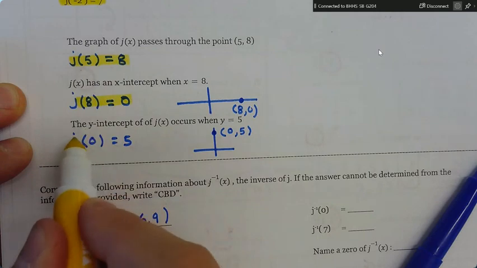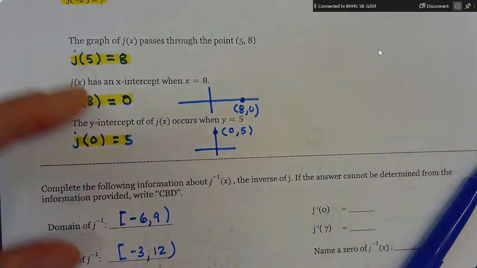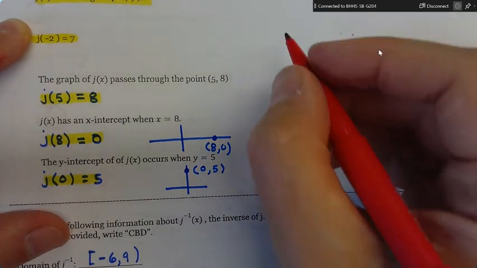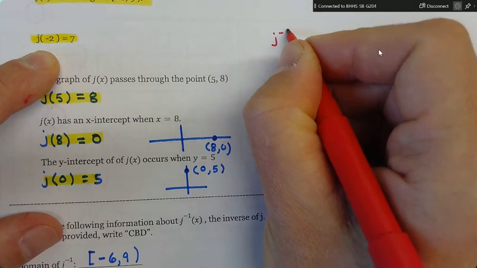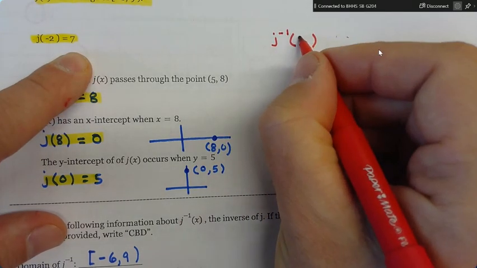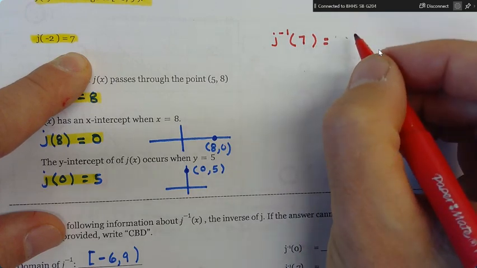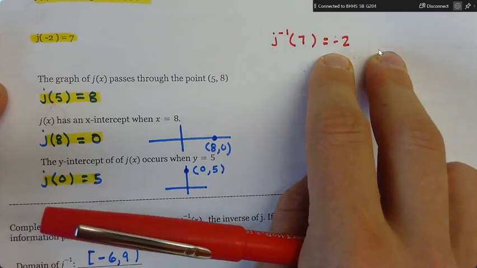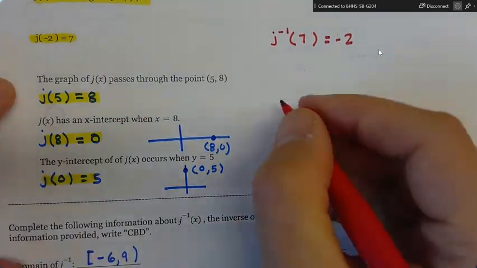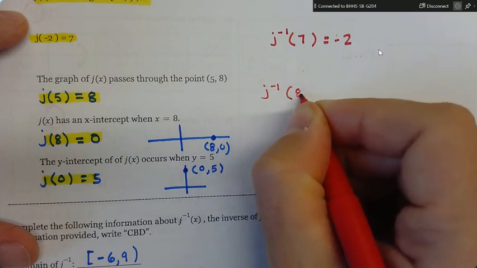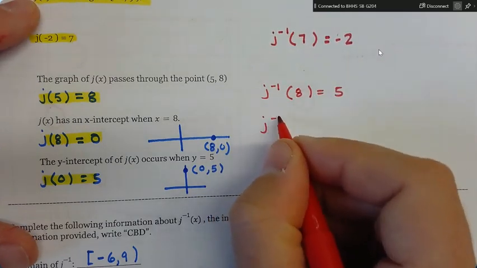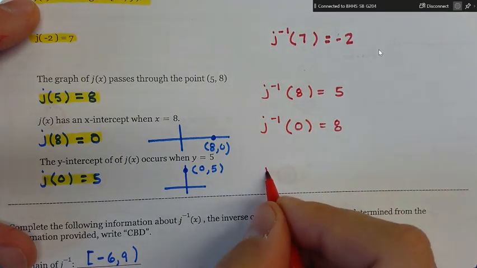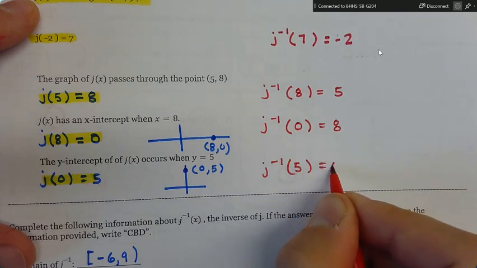So we've got these 4 statements right here, right? Okay, I want you to take those and turn those into inverse statements. So I'll do the first one. Inverse Jake would take 7 and send it to -2. What did I do with the x and y? Switched them. Okay? Now you guys know what to do for the rest of them. Inverse Jake would send 8 to 5. Inverse Jake would send 0 to 8. And inverse Jake would send 5 to 0.